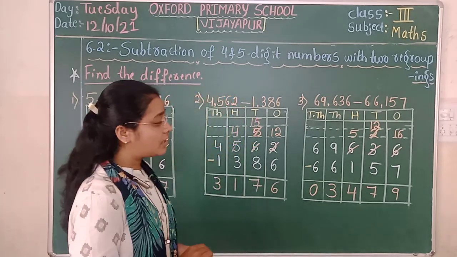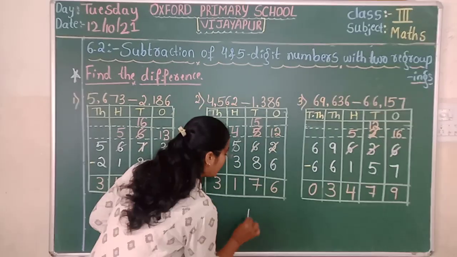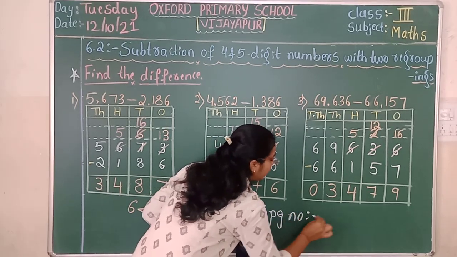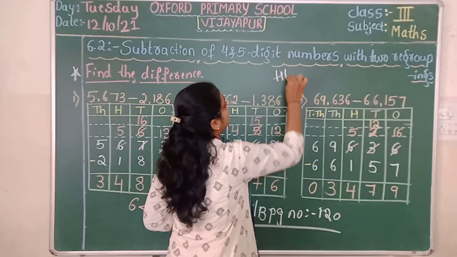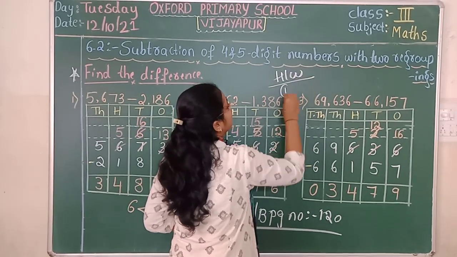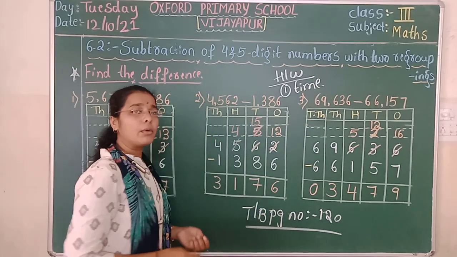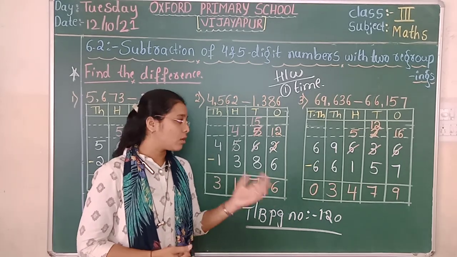Okay. Now we will see some more examples in the textbook, page number 120. Before starting the textbook, at first copy down these 3 problems in your notebook, and children, you have to practice more about subtraction, how to borrow, how to regroup. So copy it down.